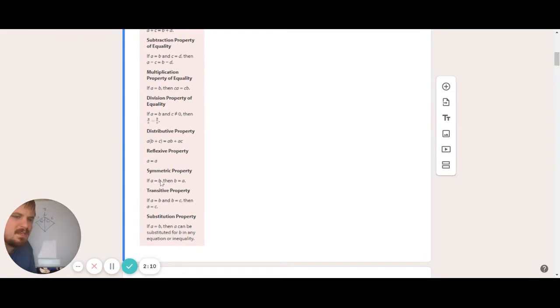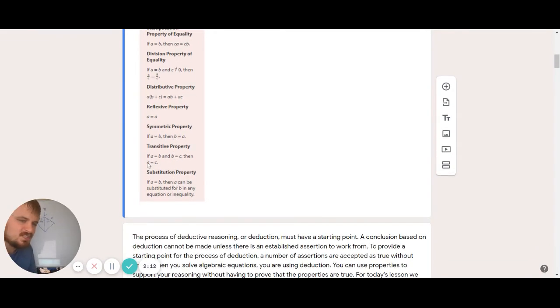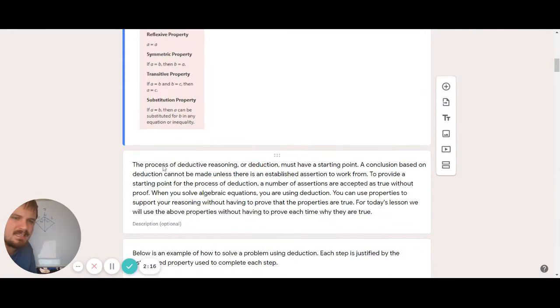Symmetric property, if A equals B, then B equals A, you can flip it. Transitive property, if A equals B and B equals C, then A has to equal C. Lastly, substitution property is that if A equals B, you can sub A in for B or B in for A.